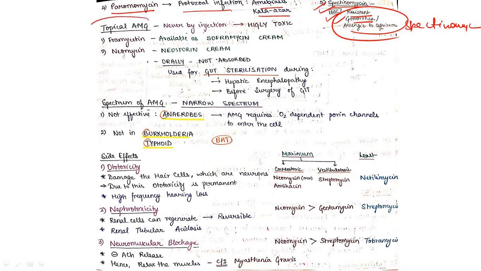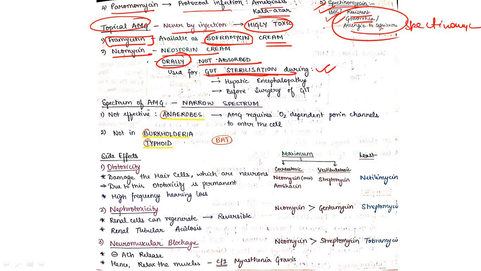Then coming to the topical aminoglycosides, they are never given by injection because they are highly toxic. The drugs are framycetin and neomycin. It is available as Soframycin cream and Neosporin cream, neomycin and framycetin. If given orally, there will be no absorption. Neomycin is used basically for gut sterilization, for hepatic encephalopathy and before surgery of the GIT.